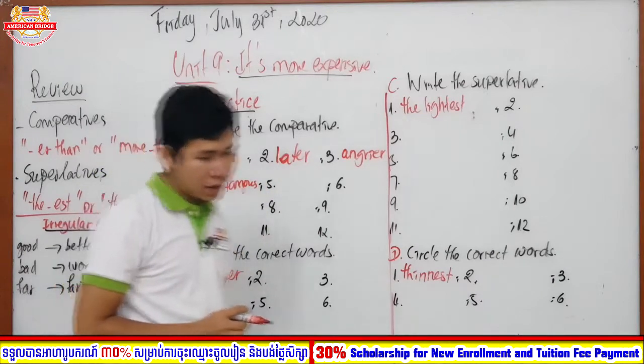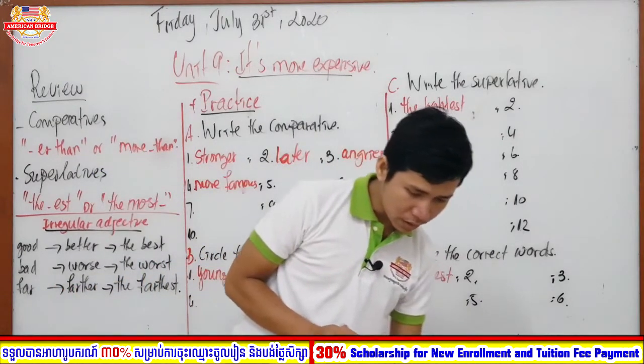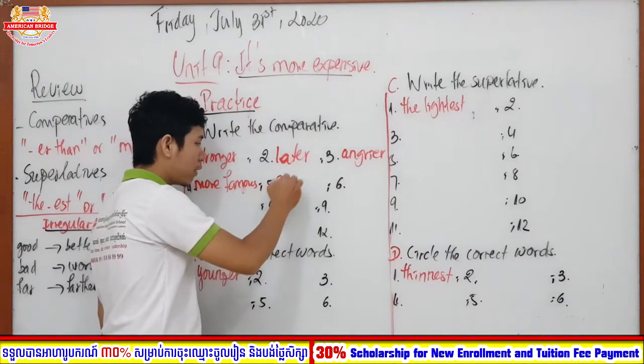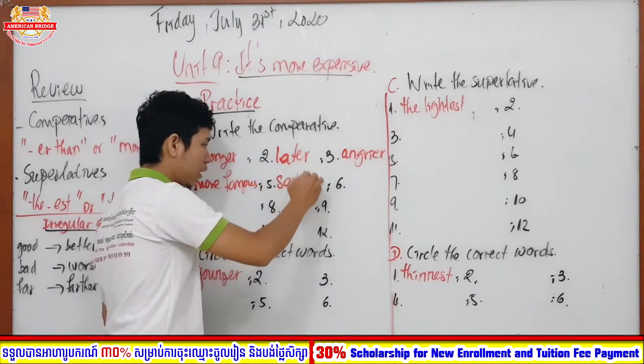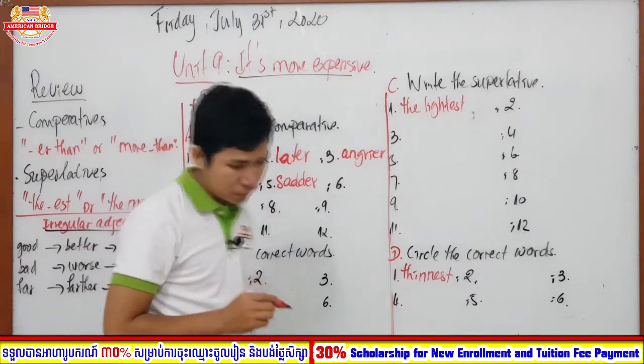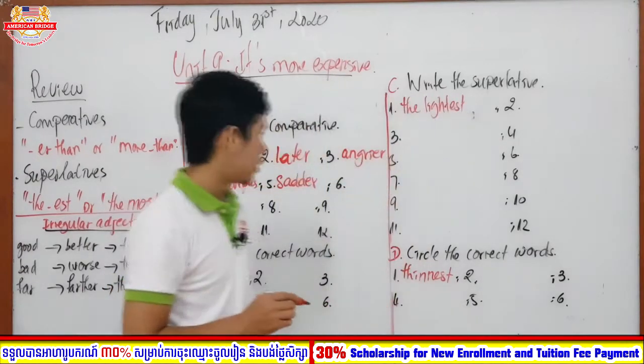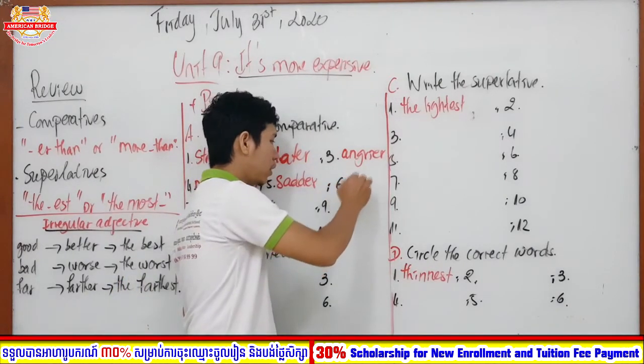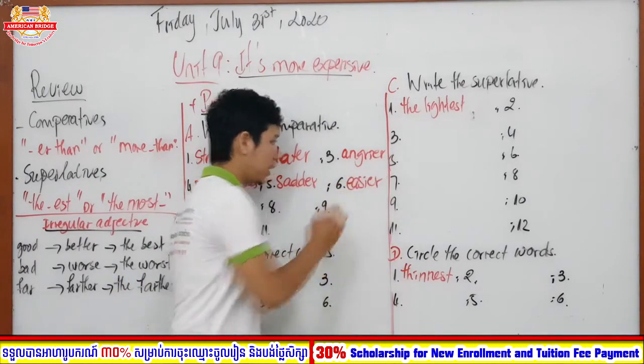Okay, and then number 5. Number 5 is "sad". Okay, so "sad" is 1 vowel, 1 consonant, so you double the consonant, and then you add -er. Okay, and then number 6, "easy". So "easy" ends in Y, so I have changed Y to I. So to be "easier", right?